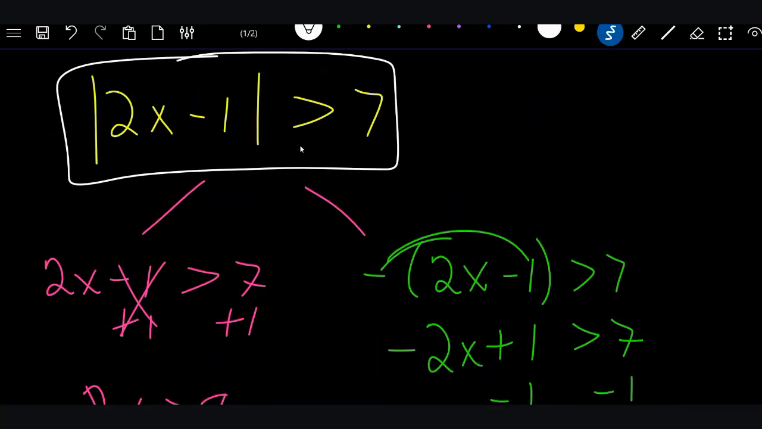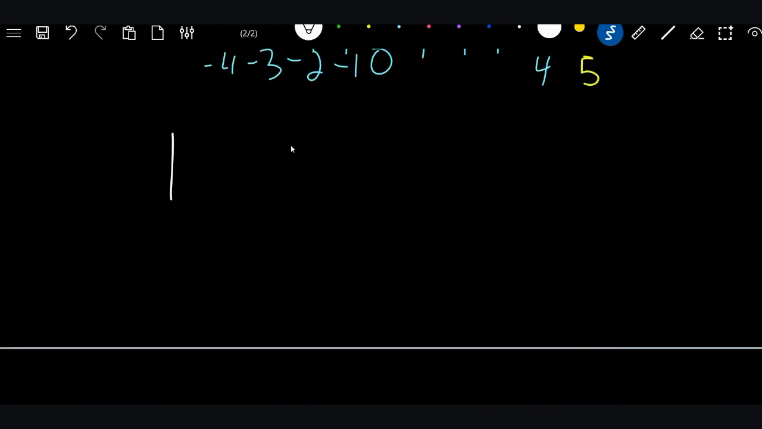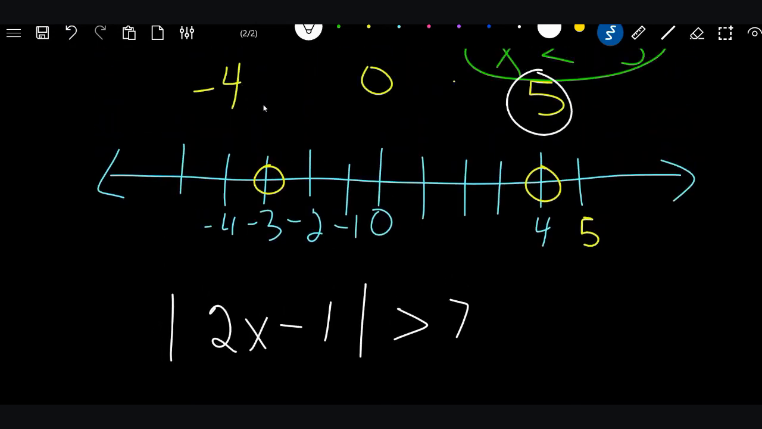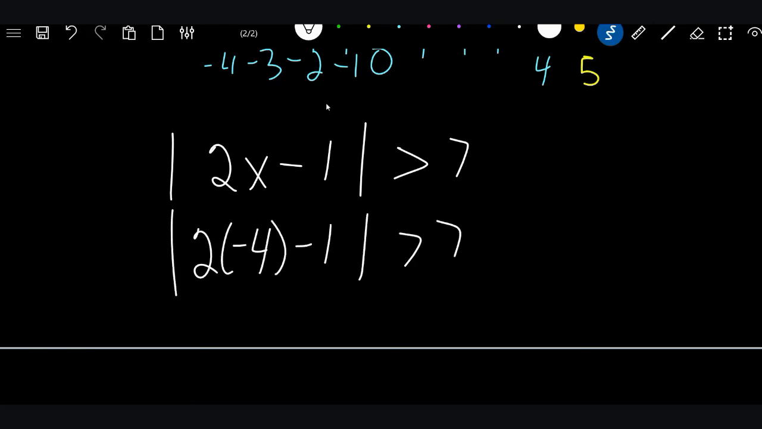So the original equation was absolute value 2x minus 1 equals 7. Oh, not equals 7. It was greater than 7. Sorry. All right. And so now what we want to do is plug in our test points to that. So let's try negative 4 as a test point. So 2x times negative 4 minus 1, absolute value greater than 7.